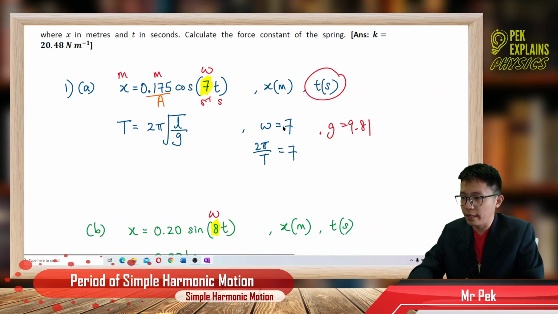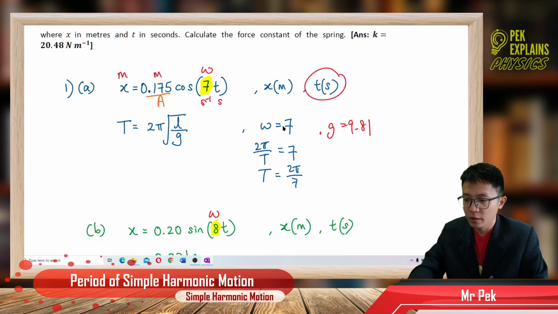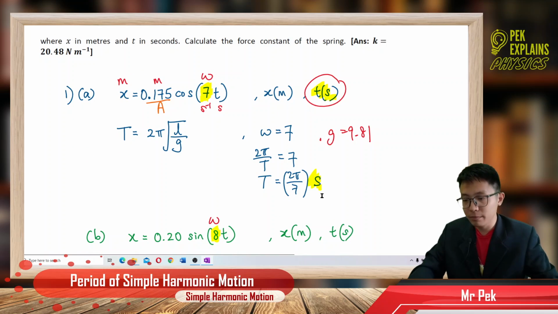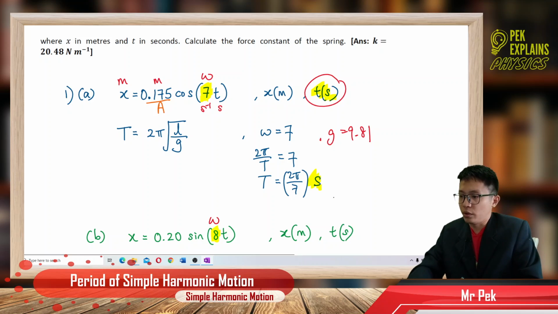So my period is 2 pi over 7. What's the unit for my period? Second, because it follows the unit of time, which is given in seconds. So I got my period. The unit is already in SI, so I no need to change anything. I got my period from the omega.